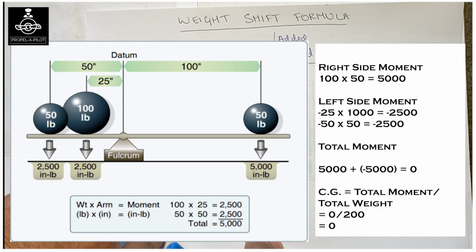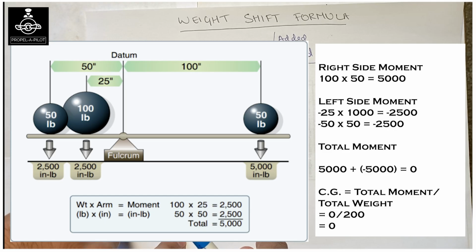This balances the system, meaning the moment on either side of the fulcrum is equal, and hence the total moment is plus 5000 minus 5000, which is equal to 0. Total moment divided by total weight will be 0 divided by 200, which is 0, which means that the CG lies at 0 inches from the datum. In our case, that means the CG is right at the fulcrum.